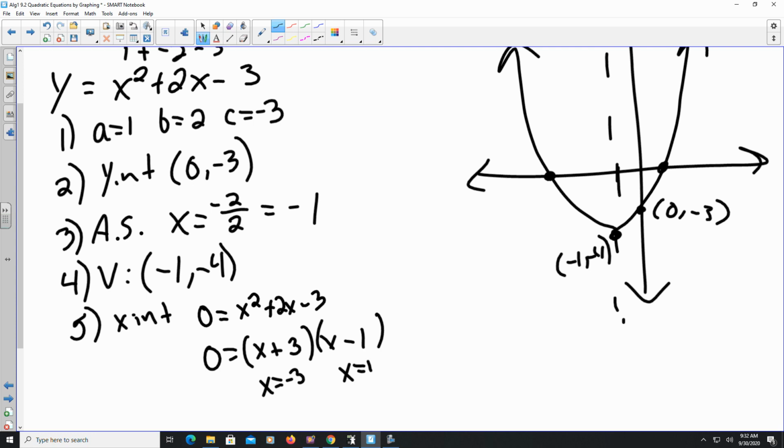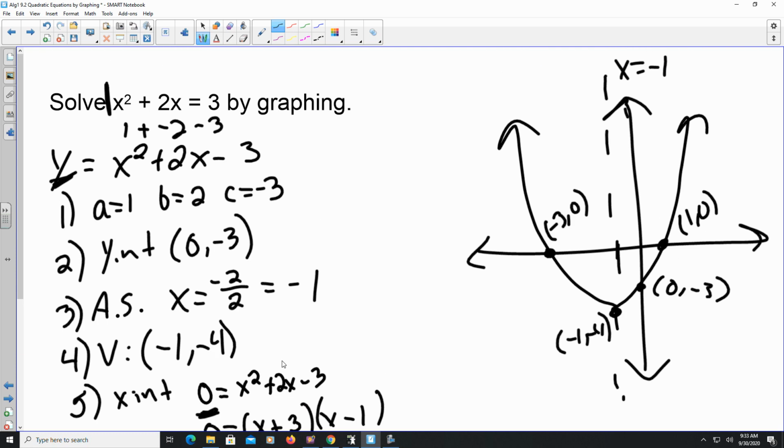The zero product property tells me that x is going to be negative 3 and x is going to be positive 1. So this coordinate is going to be positive 1 comma 0. The reason I can put comma 0 is because we put 0 in for y. This one here is going to be negative 3 comma 0. And now we've labeled all of our items, and here's how you graph it. So we have the y-intercept, the axis of symmetry, the vertex, and the x-intercepts.